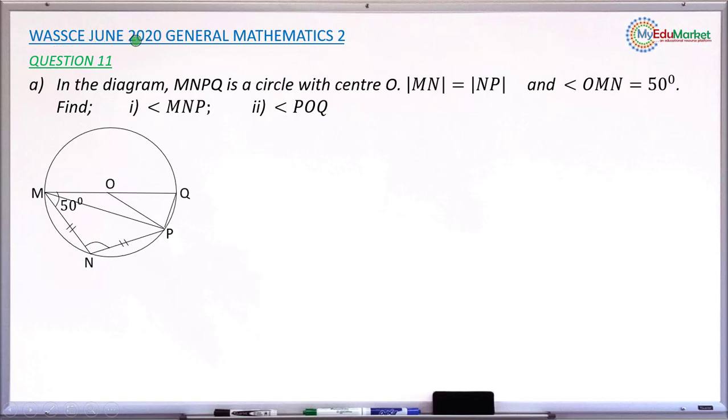This is WAEC June 2020 General Mathematics Paper 2, and we are answering question number 11A. The question reads: in the diagram, MNPQ is a circle, center O. So MNPQ is a circle that has a center at this very point called O. The length of line MN is equal to the length of line NP, and you can even see the marks there indicating that these two sides are equal in length.